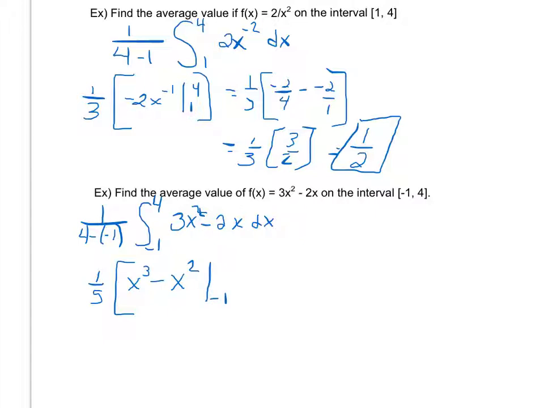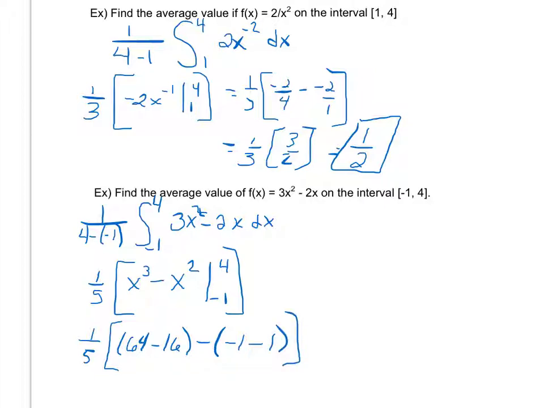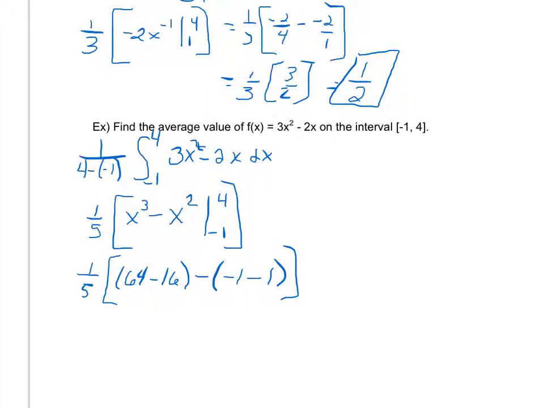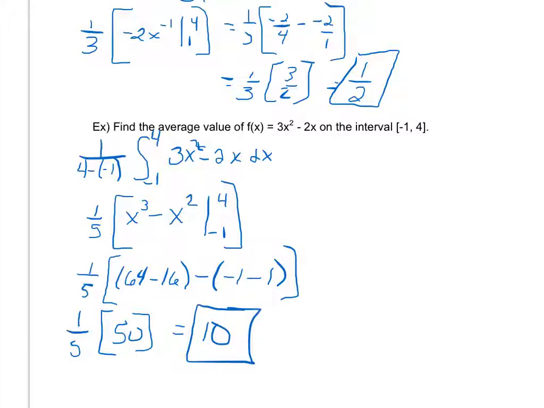And I'm integrating from negative 1 to 4, which is going to give me 1/5 times 4 cubed. And let's see, 4 cubed is 64, minus 4 squared, minus negative 1 cubed, minus negative 1 squared. Working that out, I'm going to get 50 inside of my brackets. And 1/5 times 50 is going to give me 10. So that will be my average y value for the function 3x squared minus 2x on the interval from negative 1 to 4. That's all the average value is.